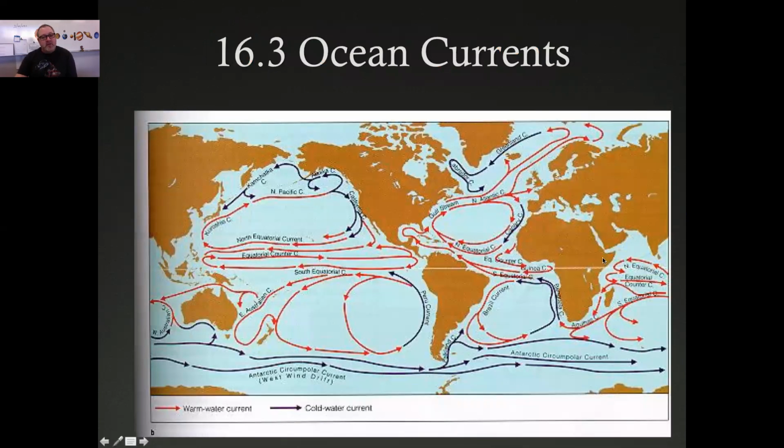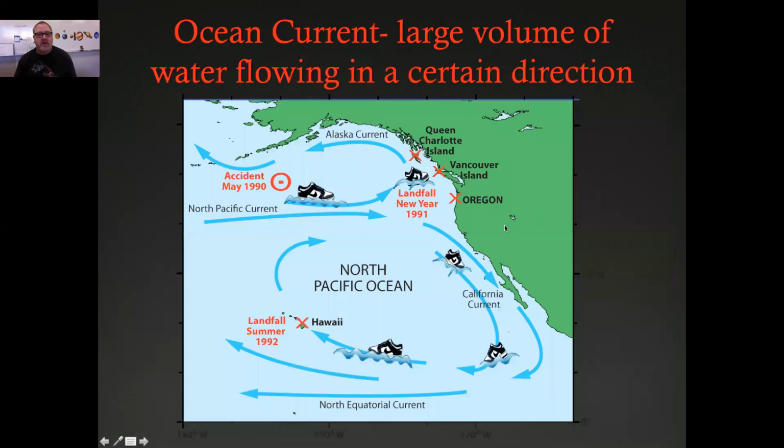All right, 16.3 is about ocean currents. We've talked about ocean currents a lot in the past, especially when we talked about the Earth's atmosphere and how trade winds blow around the Earth and things like that. Well, those things have an effect and they create ocean current, okay? So ocean current, huge, massive volumes of water flowing in a certain direction. Okay, that's an ocean current.